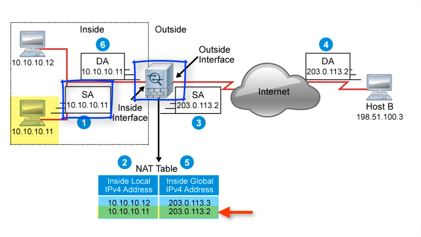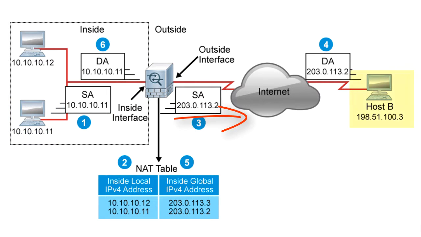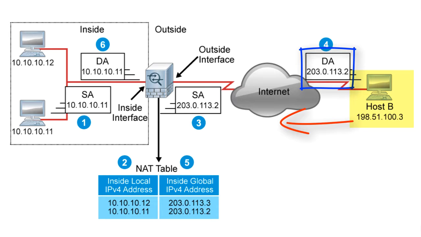was a rule specifying a dynamic translation. If there was such a rule, a new entry would be created. The ASA replaces the inside local address of 10.10.10.11 with the inside global address of 203.0.113.2 and forwards the packet. Host B receives the packet with 203.0.113.2 as the source address. When host B replies, it specifies 203.0.113.2 as the destination address.